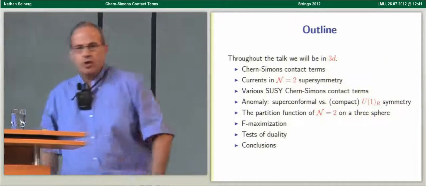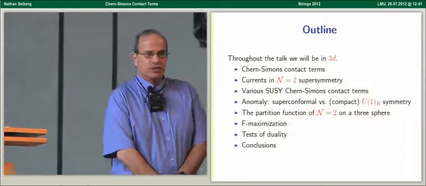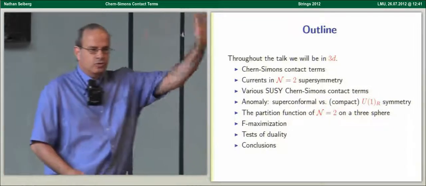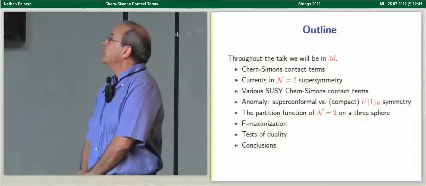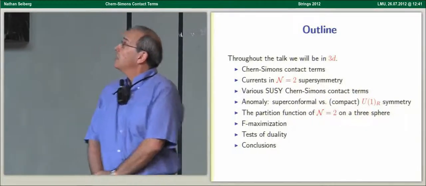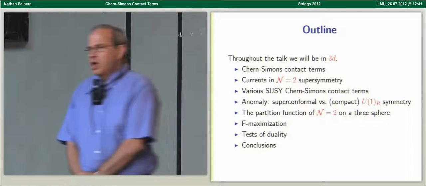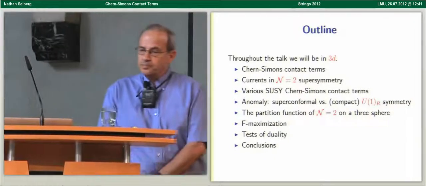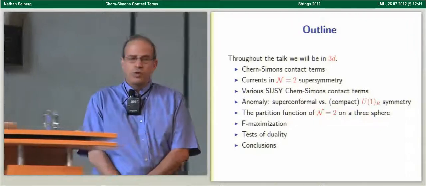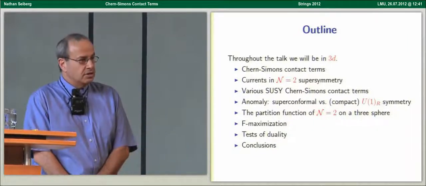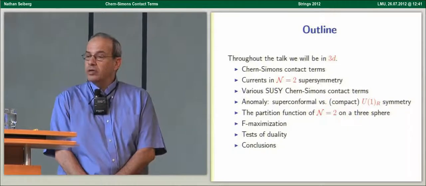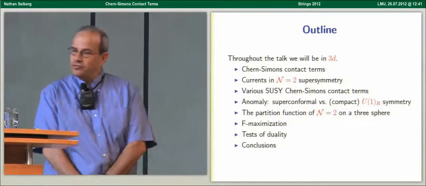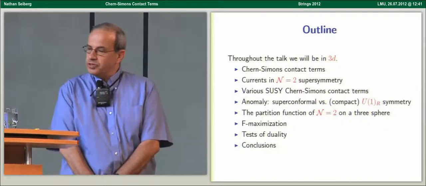Okay. So throughout the talk, I'll be primarily in 3 dimensions. I will not say it again, so just remember we are in 3 dimensions, unless said otherwise. And this is the outline of the talk. I'll start by defining Chern-Simons contact terms. In this part of the talk, I will not use supersymmetry. In the second part of the talk, I will extend the discussion, or specialize the discussion, depending on your point of view, to supersymmetric theories.